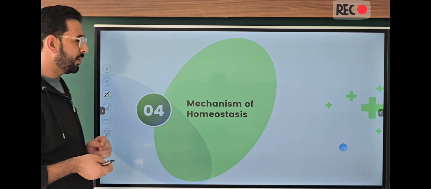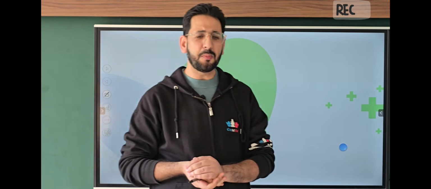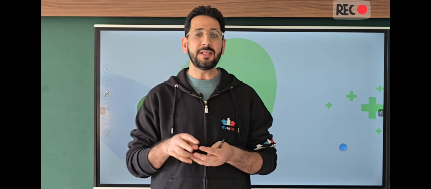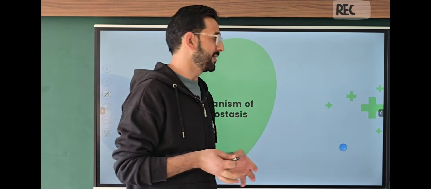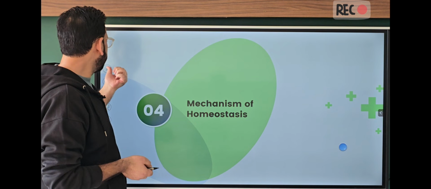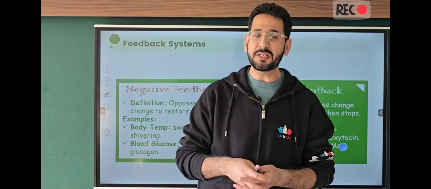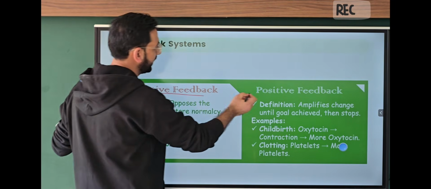Now, we are going to focus mainly on the mechanisms of homeostasis, how our body is regulating or maintaining this constant internal environment. In the mechanisms, we have mainly two: one is the feedback mechanism, and second is the feed forward mechanism. The feedback mechanism is further divided into two subtypes: one is the negative feedback, and second is the positive feedback.